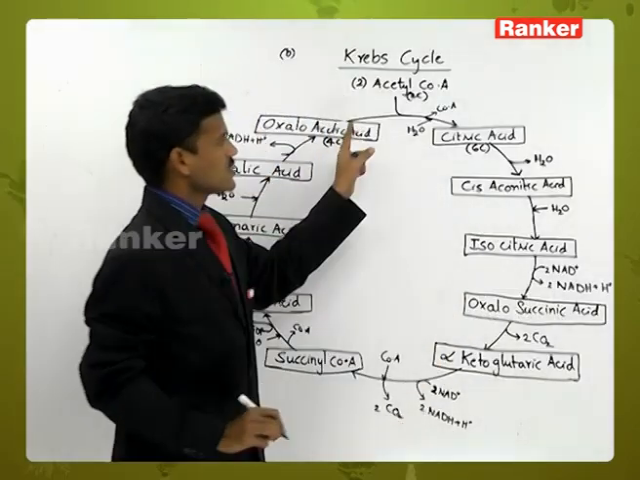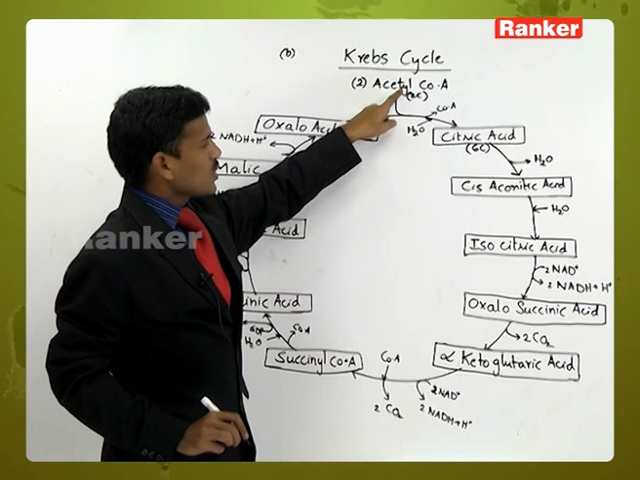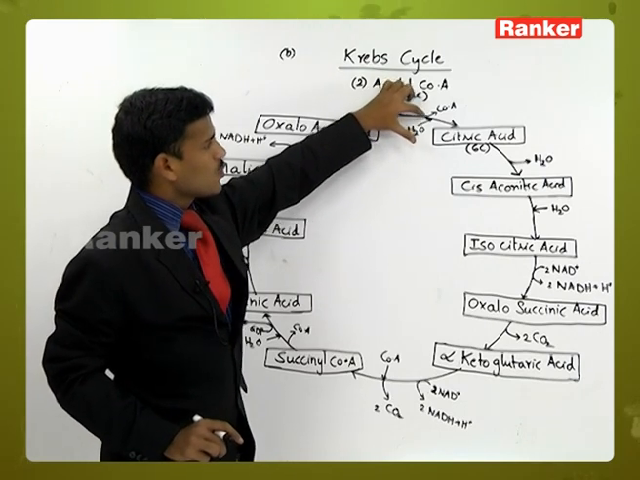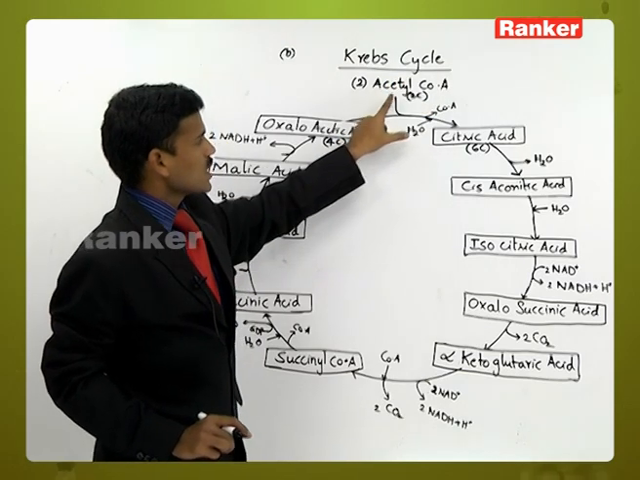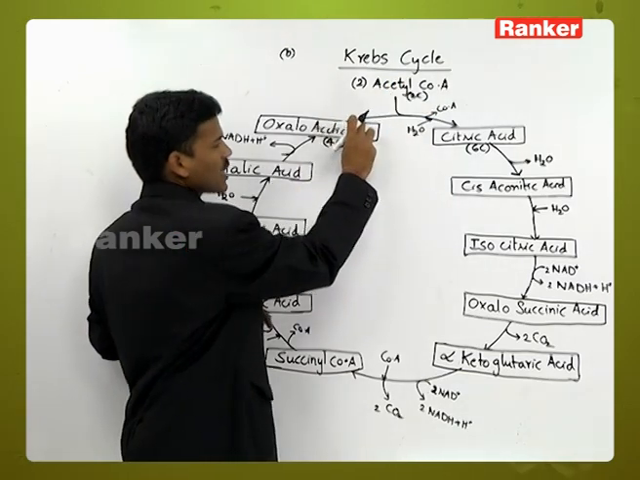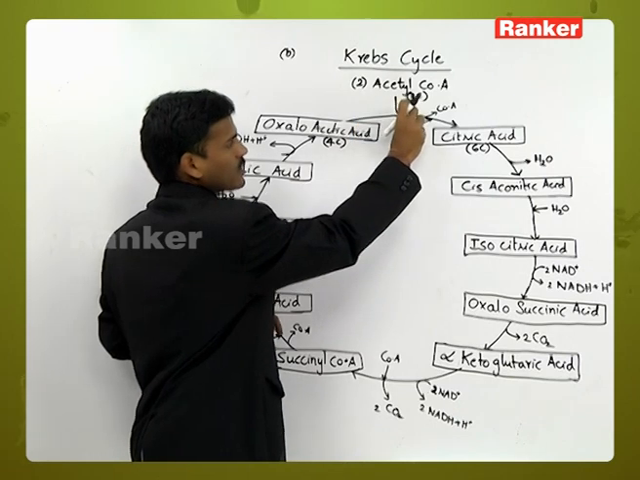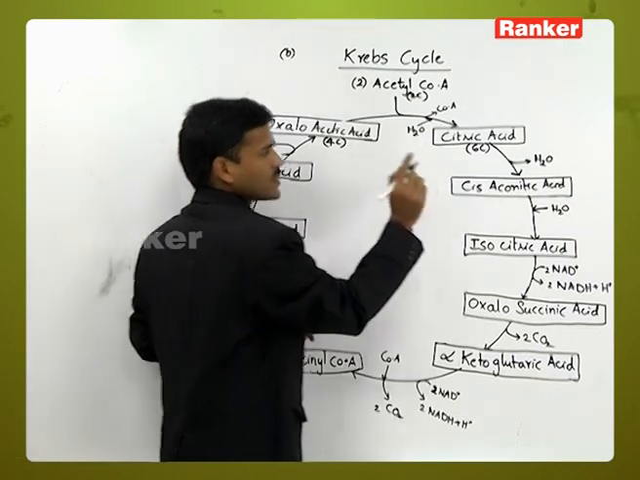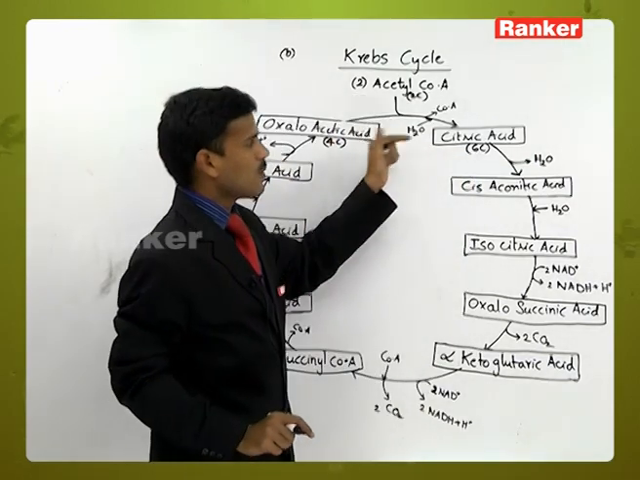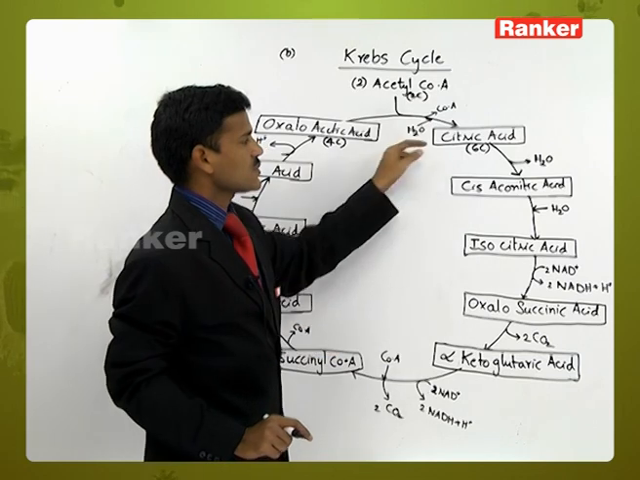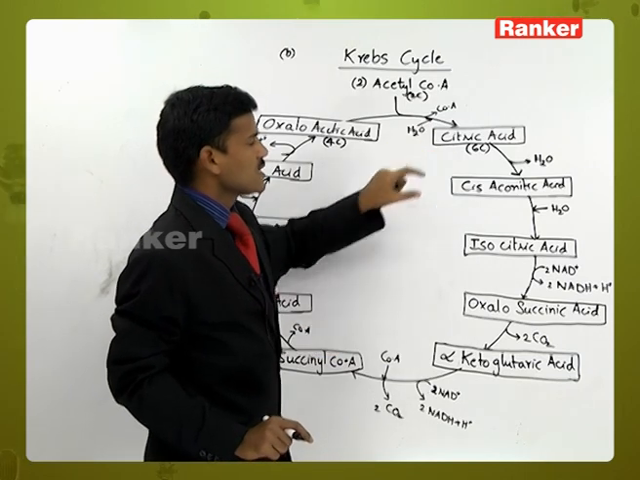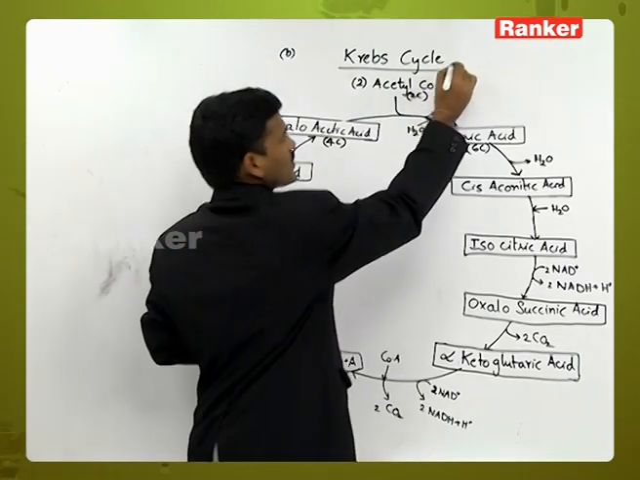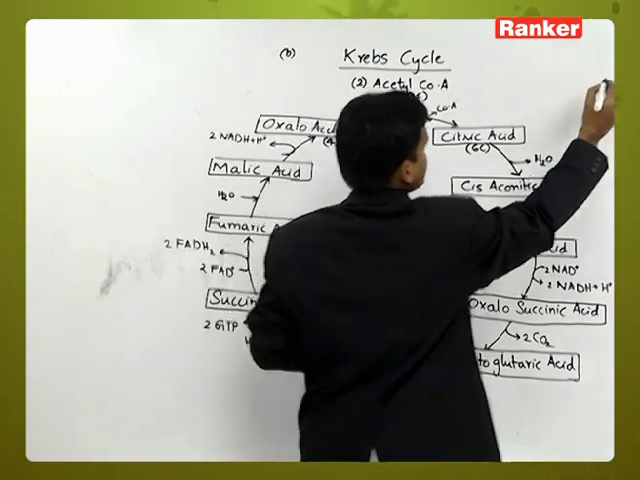Citric acid. Here acetyl coenzyme A is splitting into coenzyme A and acetyl, and oxaloacetic acid. Both combine, coenzyme A is separated, and citric acid is formed. So the first stable compound produced is citric acid, a 6-carbon component. So the Krebs cycle is also called the citric acid cycle.